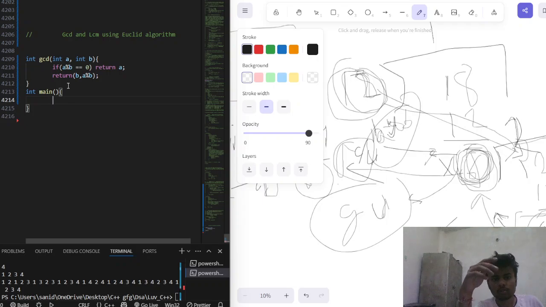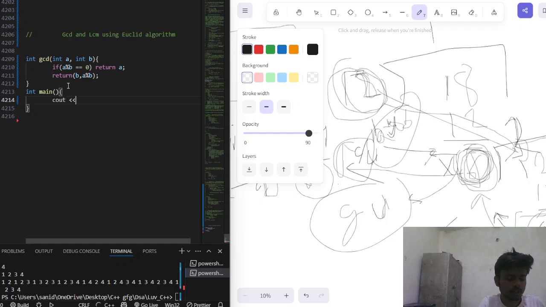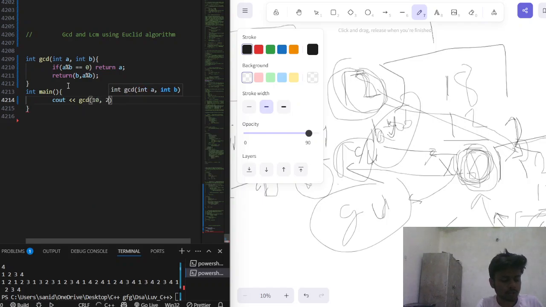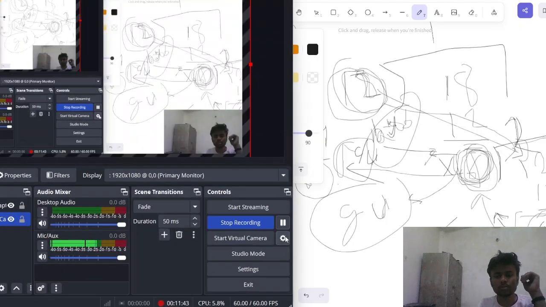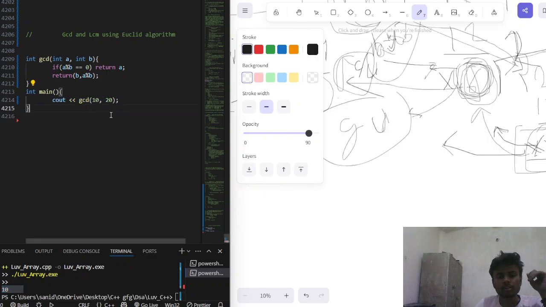For printing the result, it should be in the main function. For converting into main, what are we going to do? I say just print my greatest common divisor of both numbers. The numbers are 10 and 20 as given. If we want to see the result of the greatest common divisor of both numbers, you can see the answer shown is 10. The compiler says that the greatest common divisor will be 10. You can also check that it is right.